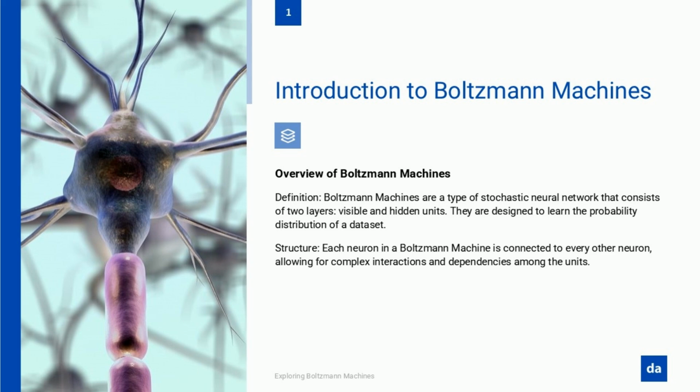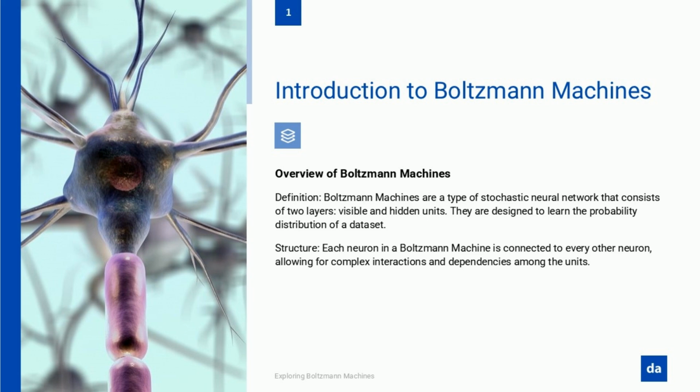What makes them special? Unlike traditional neural networks, every neuron in a Boltzmann machine is connected to every other neuron. This allows them to discover deep relationships in data without needing labels, making them excellent for unsupervised learning. In fact, they've played a huge role in the development of modern deep learning architectures like Restricted Boltzmann Machines, RBMs, and deep belief networks, DBNs, which are key players in feature extraction and representation learning.